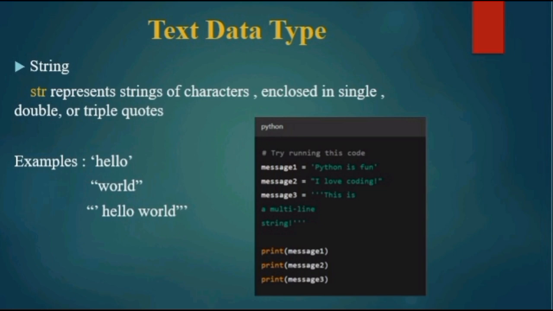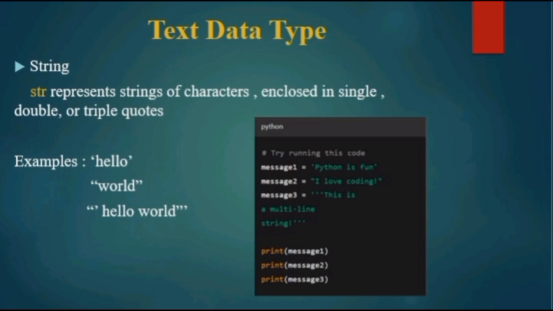To create a string, we put the text inside quotes. Python allows us to use single quotes, like 'hello' enclosed in single quotes, and double quotes, "world" enclosed in double quotes, or even triple quotes. Here we can see hello world enclosed in triple quotes. All of these are correct ways to write a string. You can choose any one of them, but sometimes one type of quote is more helpful depending on the situation.